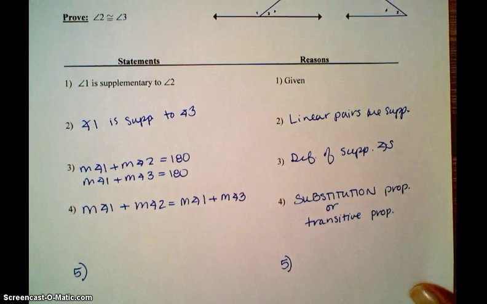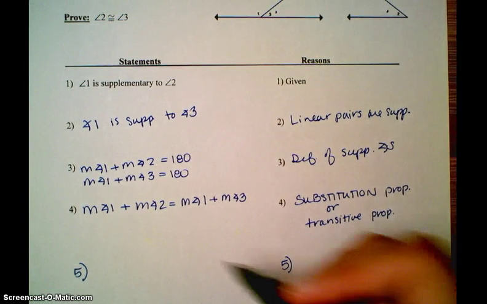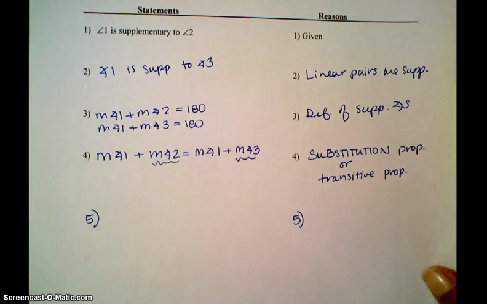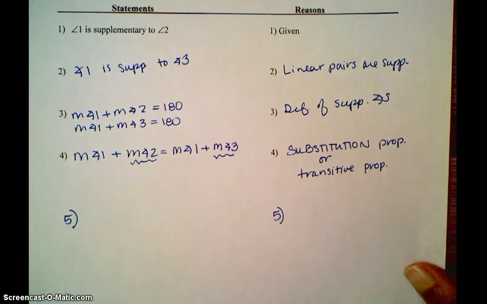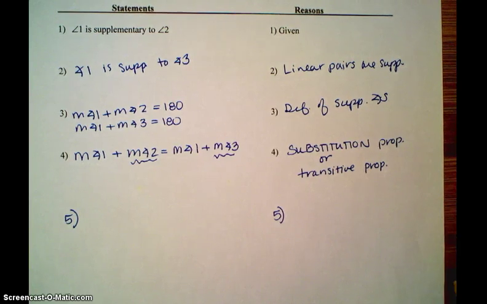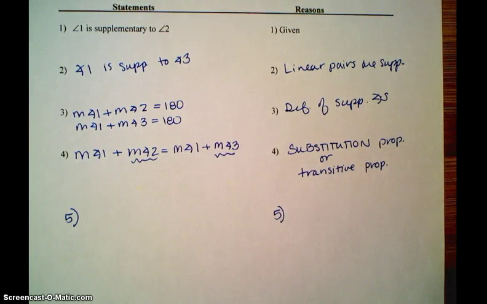I know that I'm trying to prove 2 and 3 are equal, these guys. So, who needs to go away? That's what I asked myself. Who needs to go away? Well, I need angle 1 to go away. Can I make angle 1 go away? You have two options. You may decide to use the reflexive property or you may not. Why don't you try to write out step 5 and step 6?